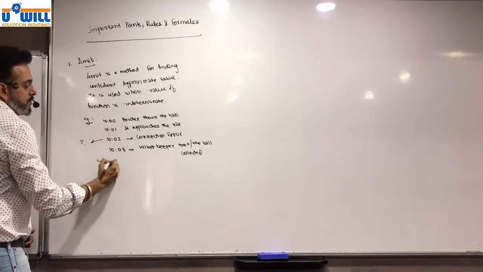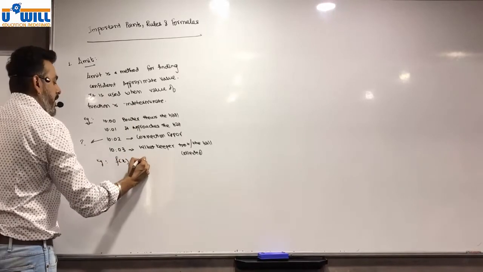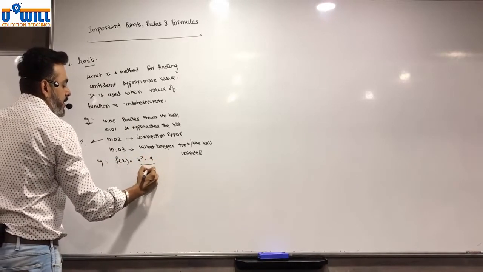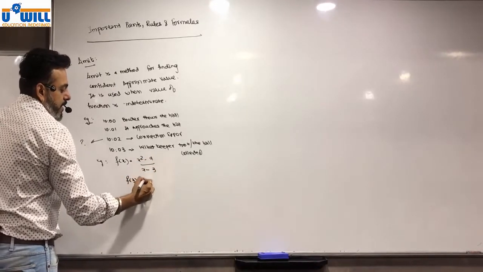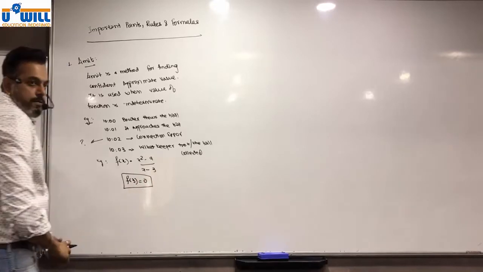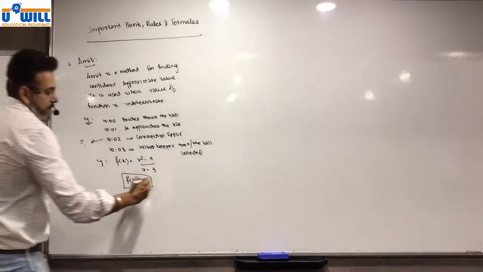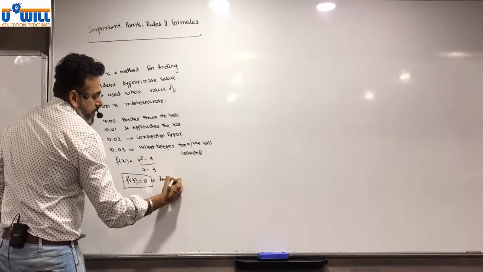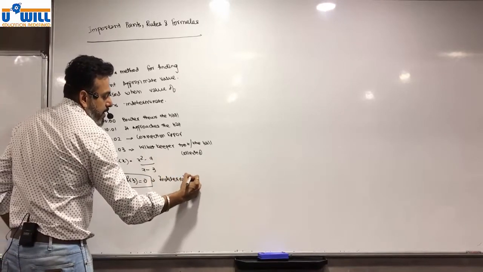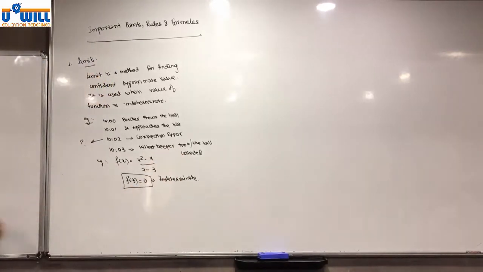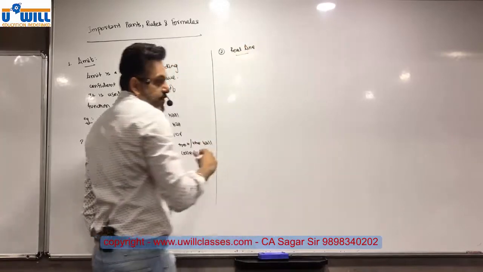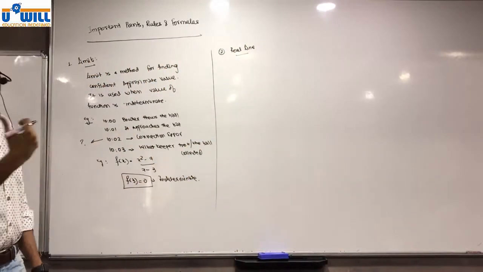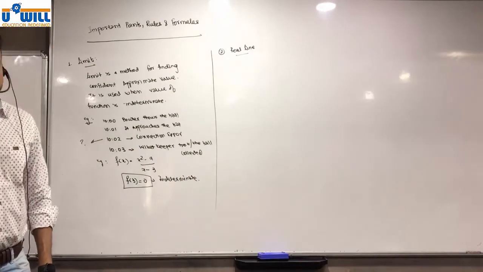So you can say example 2, f of x is x square minus 9 upon x minus 3. If we take f of 3, it will be equal to 0 in the denominator. So over here your function is indeterminate. We cannot determine. Clear? Okay. Now second, real line. These are basics of this chapter, so it is important to understand, it will be useful later.